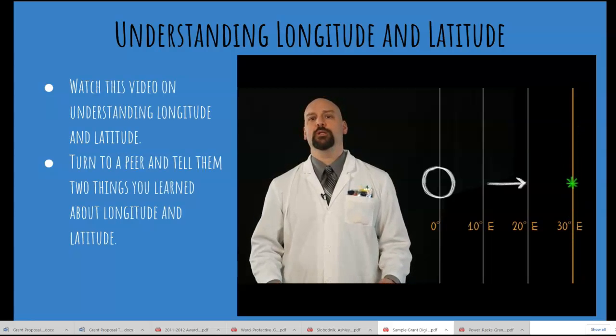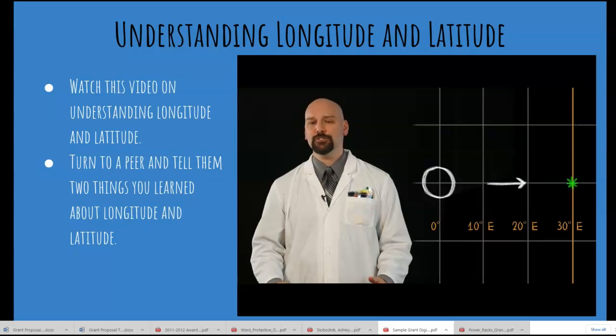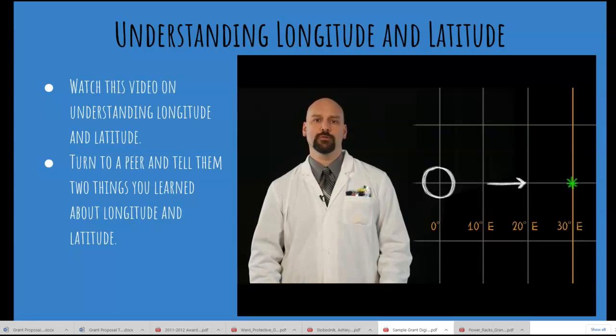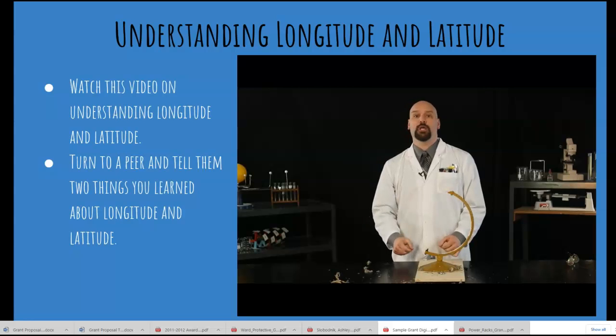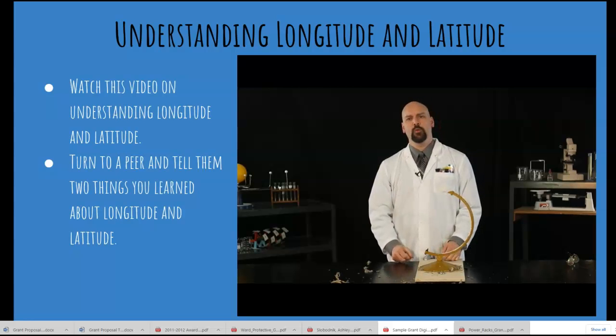We need lines going the other way to intersect our lines of longitude. So the longitude lines separate east and west. What do you think these lines will do?